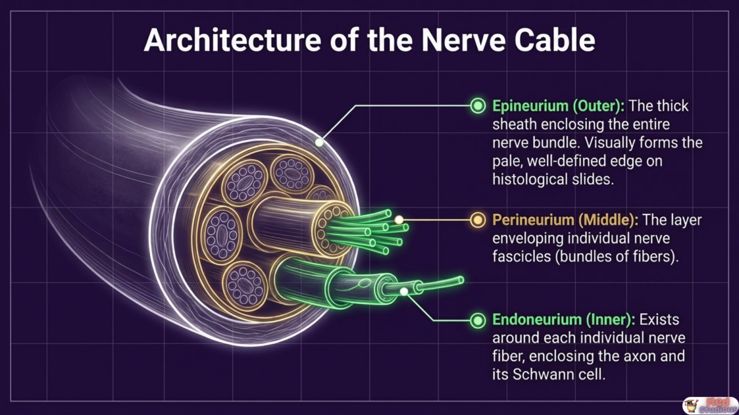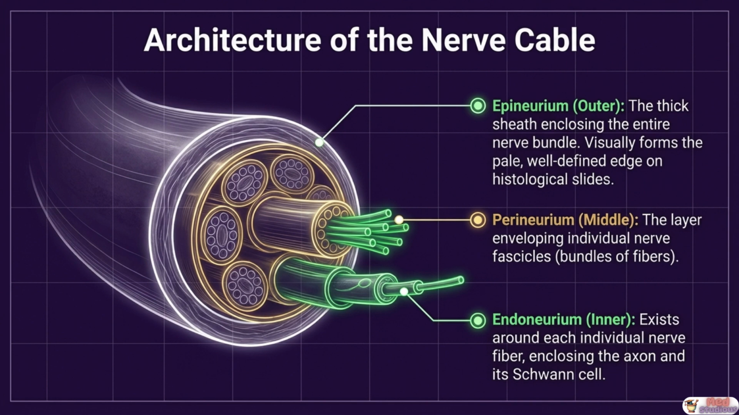Next is the perineurium, the middle layer that envelops smaller groups of nerve fibers into distinct bundled cables called fascicles. This layer is crucial because it maintains the vital blood-nerve barrier. Finally, we have the endoneurium, the delicate innermost matrix that surrounds every single individual nerve fiber, intimately wrapping around the axon and its insulating Schwann cell.